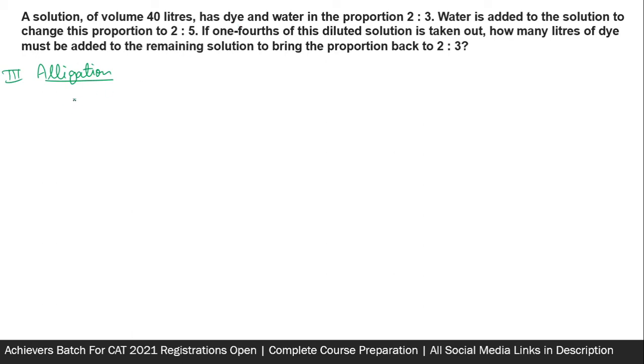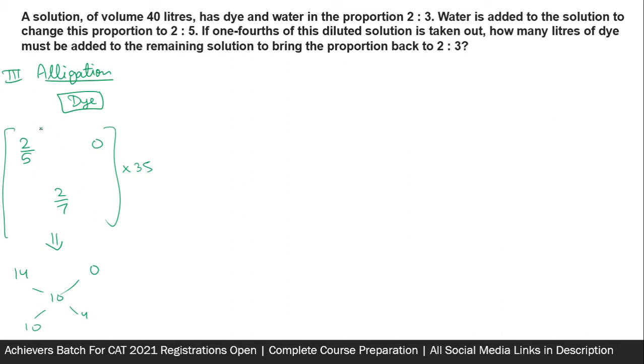So originally the concentration of dye was 2/5, which is 40%. Now water is added to it. Water has 0 dye, and in the end your solution had 2/7 of dye. Before applying the alligation, I would want to multiply this entire setup by 35, so that this becomes 14, 0, 10. So I get the ratio of original solution to water to be 10:4, that is 5:2. So original solution is 40 liters, so the required water is 16 liters with the help of this ratio 5:2. Okay, first phase is over.